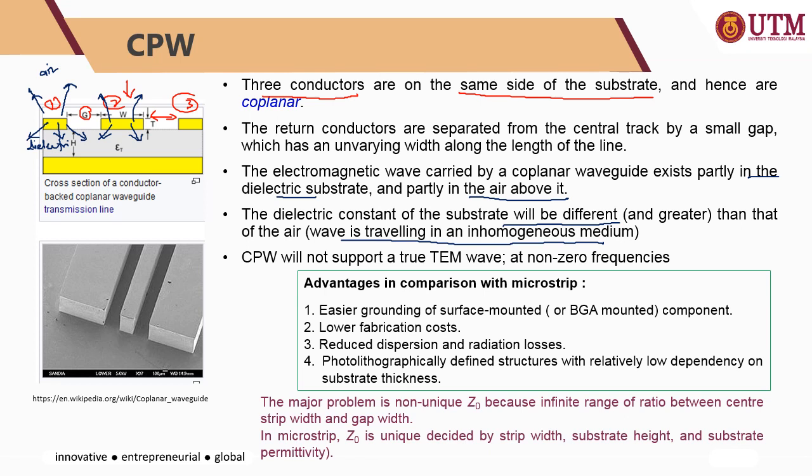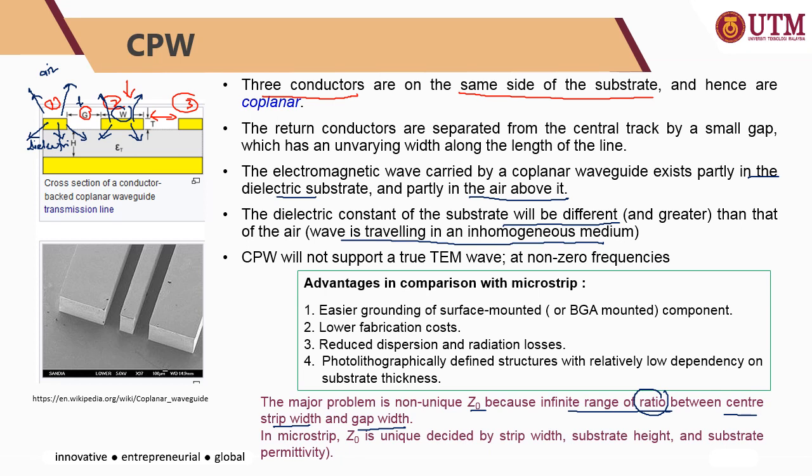And in terms of the mode, CPW or the coplanar waveguide will not support a true TEM wave at non-zero frequencies. But the major problem with the coplanar waveguide is that it has a non-unique characteristic impedance. Okay, because of the infinite range of ratio between the center strip width and gap width. Okay, the center line width W with the gap width G.